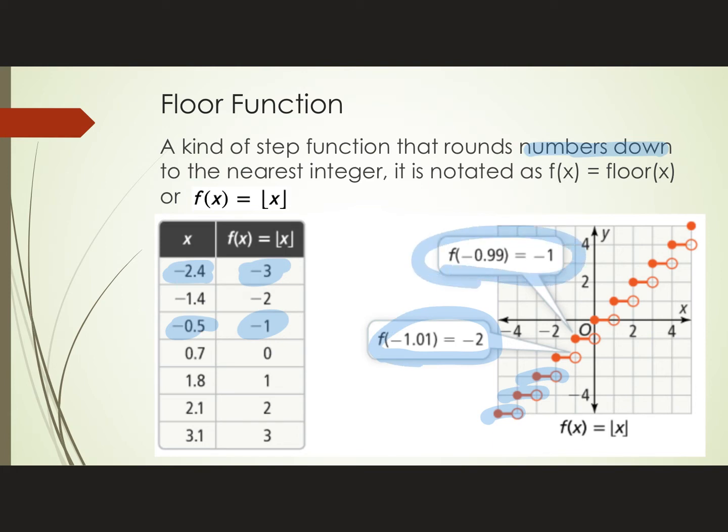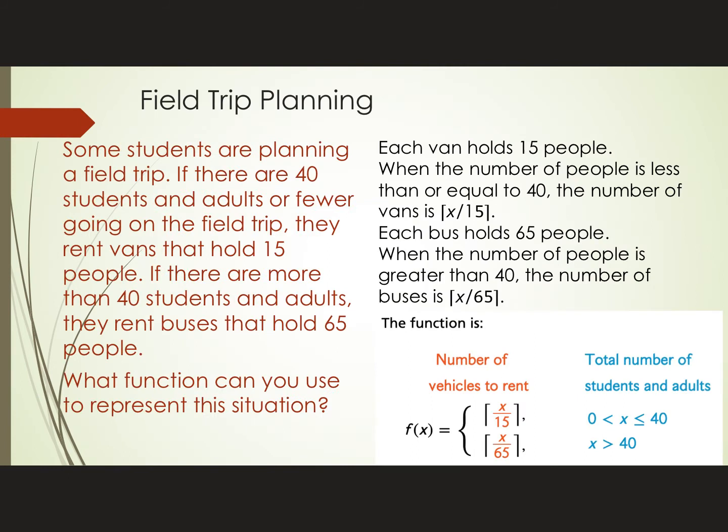This one is denoted with this symbol right here, where it looks like we have a floor underneath our x. Not to be confused, remember your ceiling function looked like we had a ceiling. That was our ceiling function. And this is our floor function. It looks like we have a floor. Okay. Now let's talk about how we can use these.